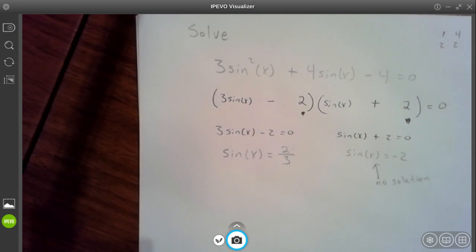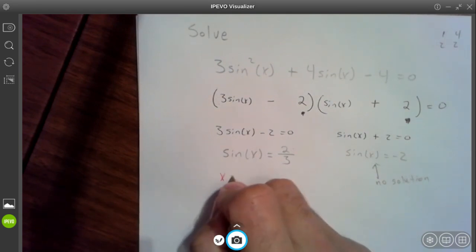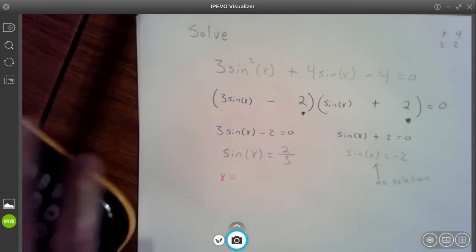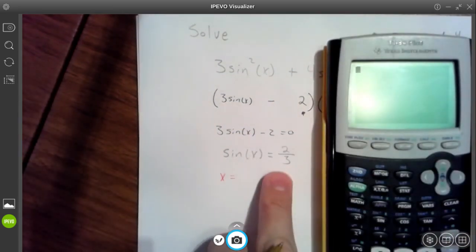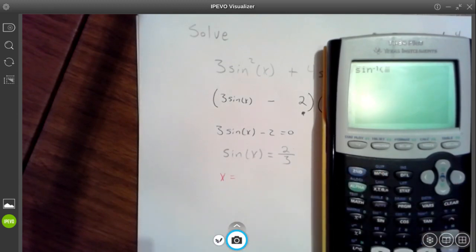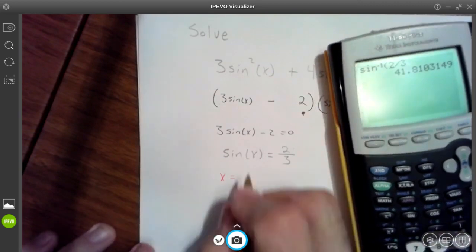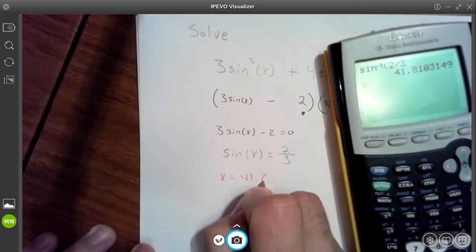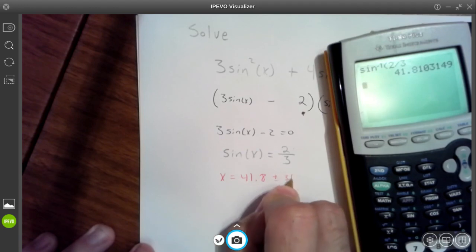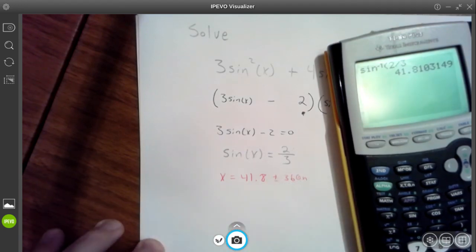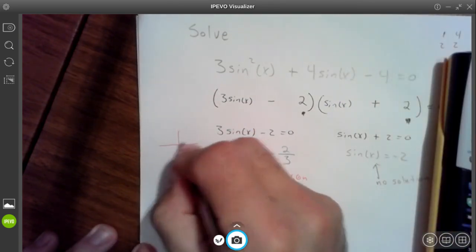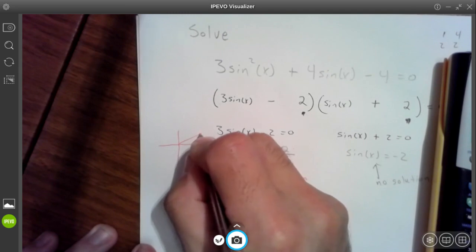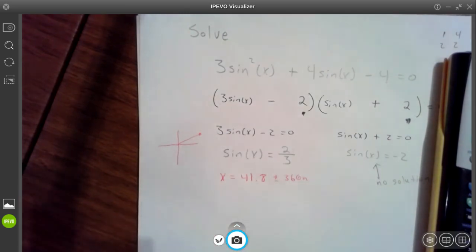We need to get our base answers here. X equals, so this one, we're going to have to use inverse sine because it's not a special value. Inverse sine of 2/3. That's our first answer, 41.8 plus or minus 360n. So that is in quadrant 1. 41.8 is about right there.